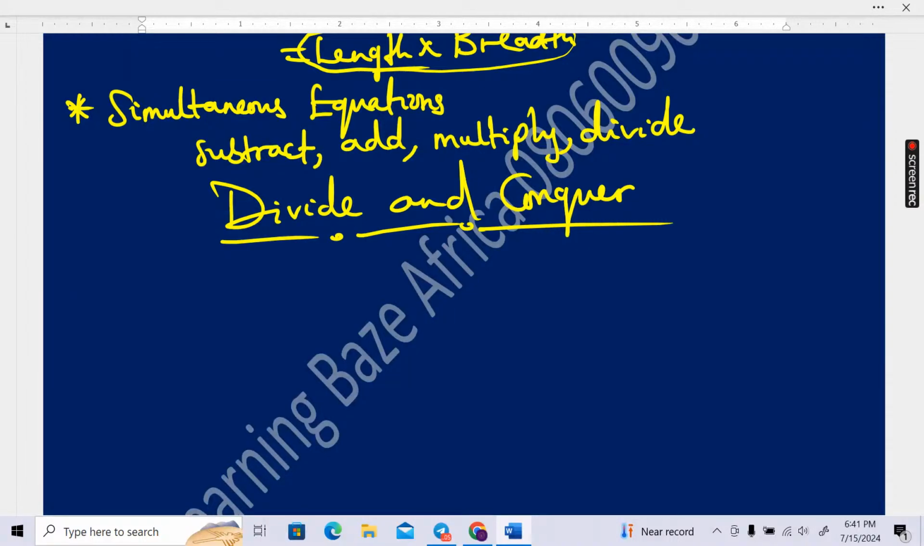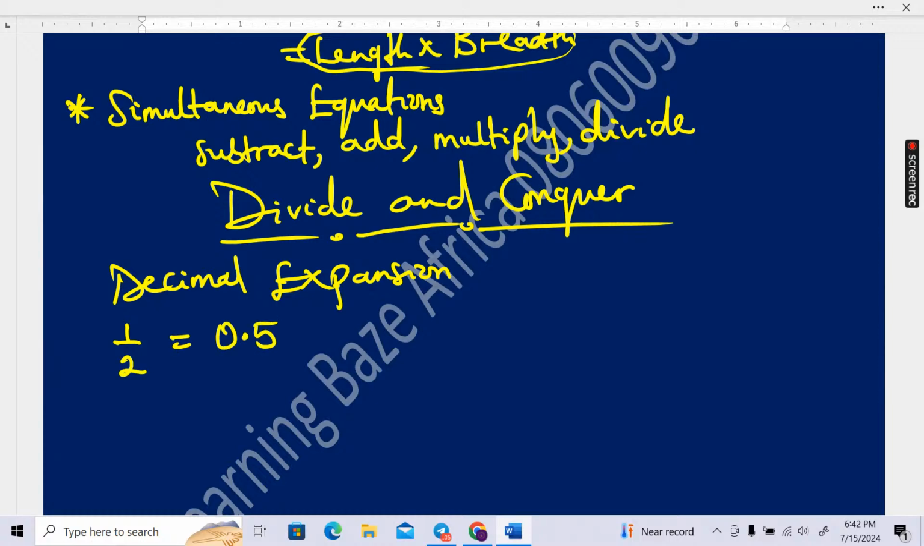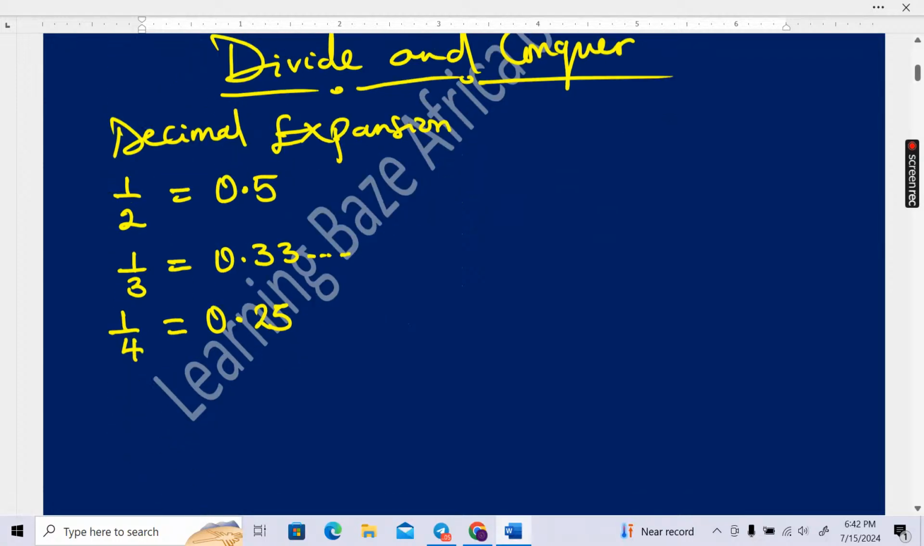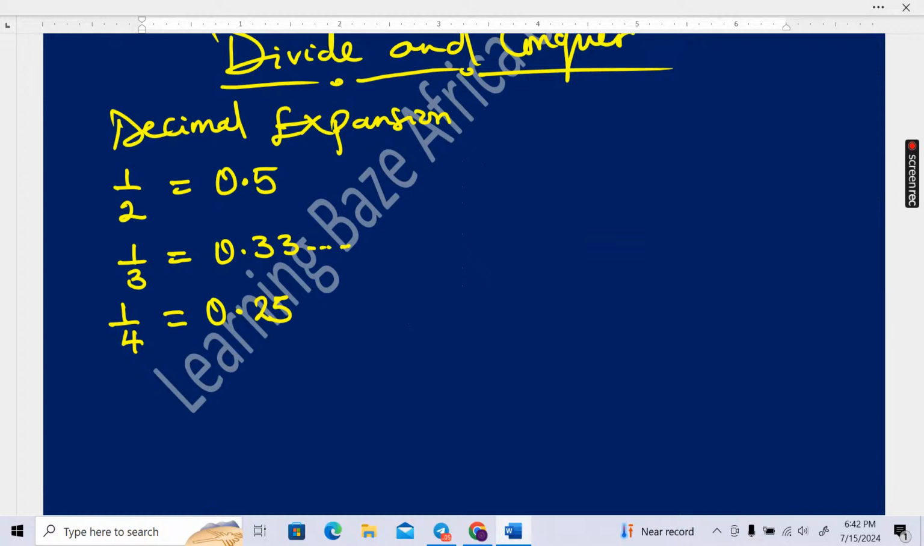Now, for you to be able to divide in your head, you need to take note of what we call decimal expansion. You need to take note of half. Take note that half is equal to 0.5. Take note of 1/3, which is equal to 0.333 to infinity. Take note of 1/4, which means 0.25. Okay? It's like you're having a chart. I'm giving you a chart, okay?